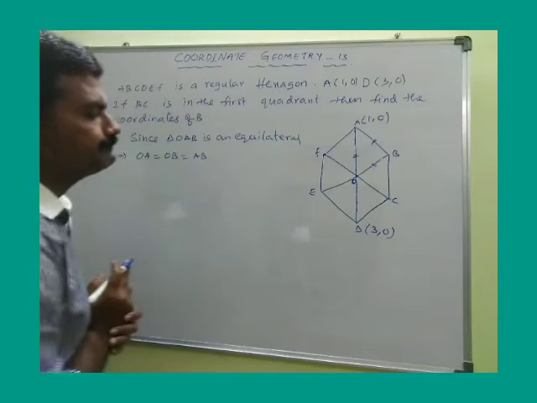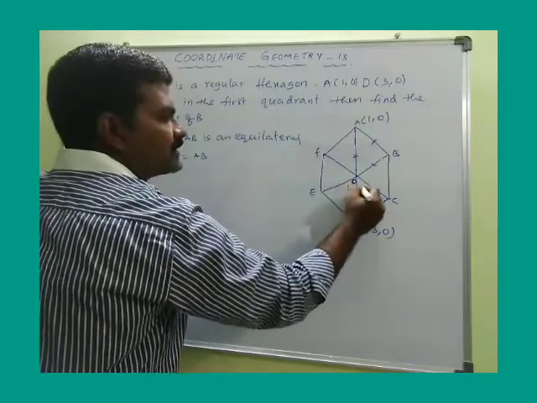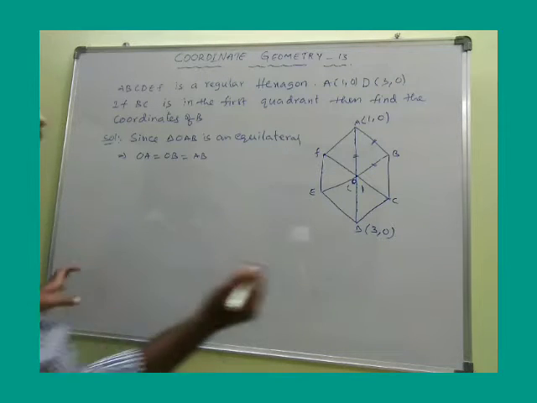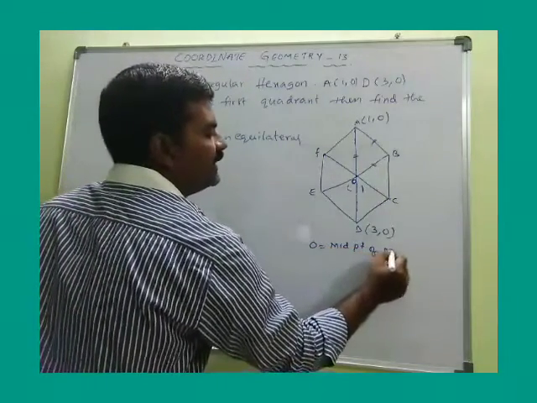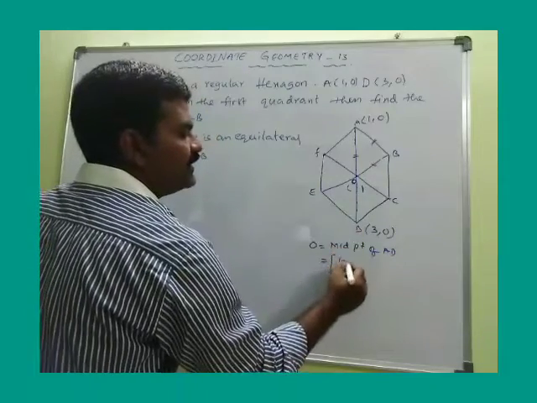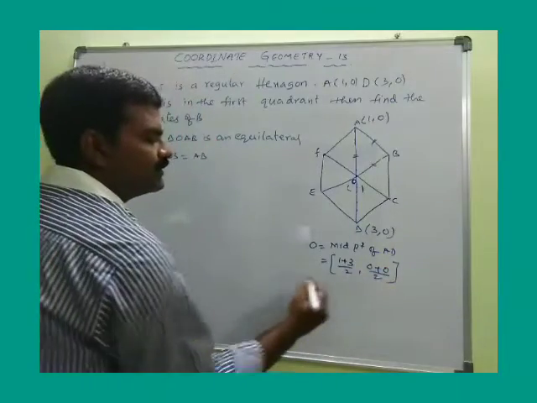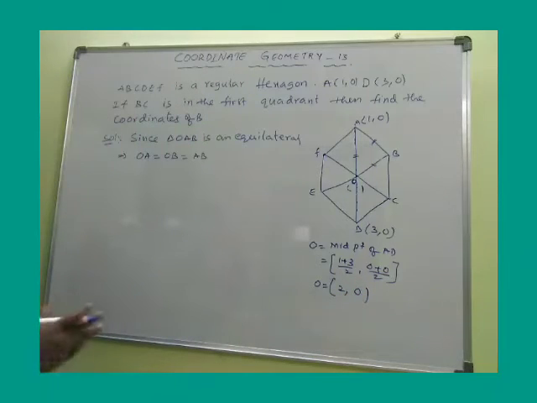So here, what is O? What can you say about O? Is it the midpoint of AD? So better first find out O, which is equal to the midpoint of AD. So what is the midpoint of AD? (1 plus 3) by 2, (0 plus 0) by 2. So O coordinates are 4 by 2 is 2, 0. Now we know even O as (2, 0).